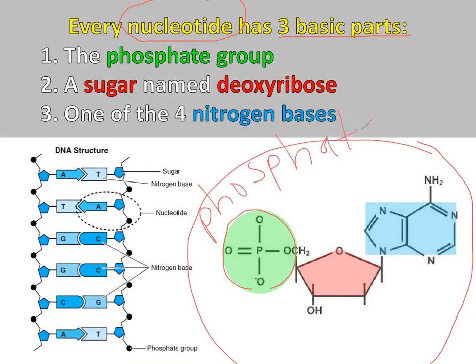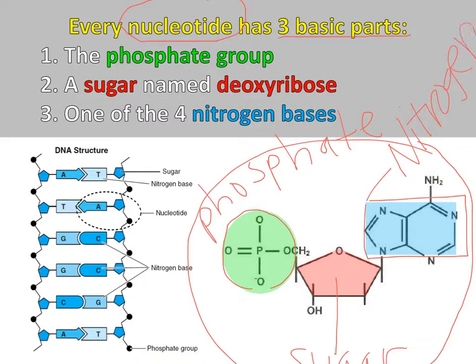And then the second basic part is a sugar. So we've been color coding carbohydrates pink. So here's our sugar. This is DNA, so this sugar's name is called deoxyribose. And then blue, we have a nitrogen base. Remember, nitrogen kind of tells us that that is a protein. So nitrogen base.